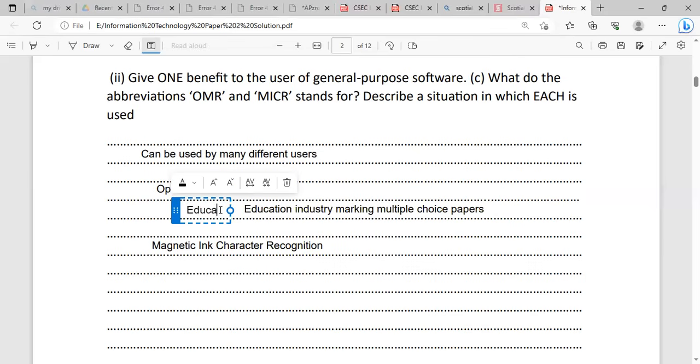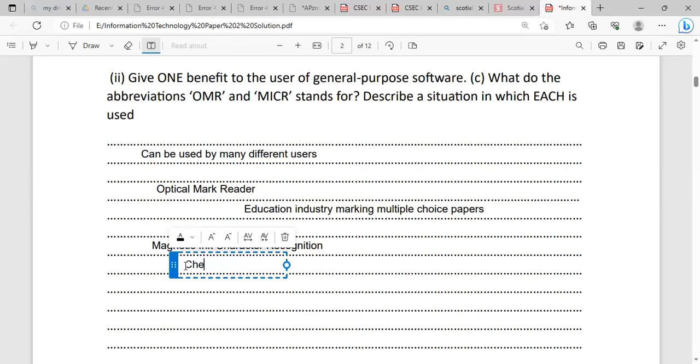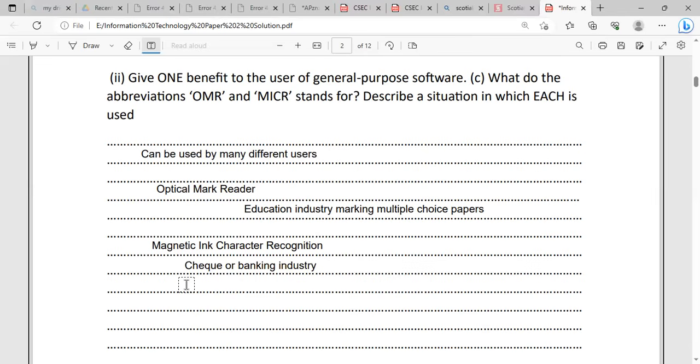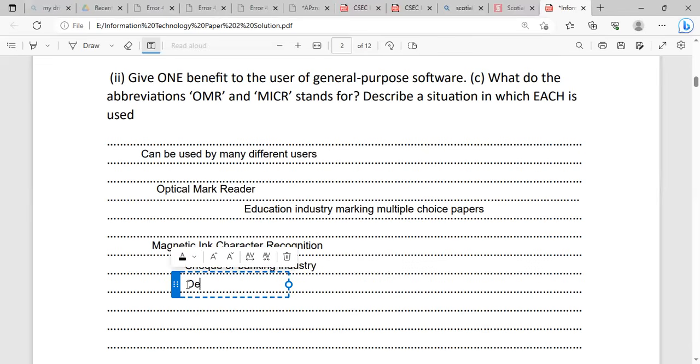All right, so the next one now, give an example where the magnetic ink character recognition is used. Check. So it's in the banking industry. That's one of the examples. Any other? Type it in, guys. Also, the deposit slip. So it's mostly used in the bank. Everybody know the bank go already. Soon go cashless.